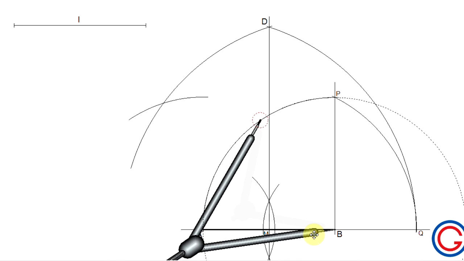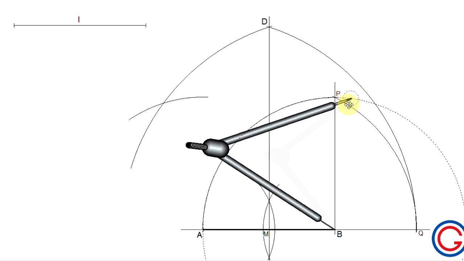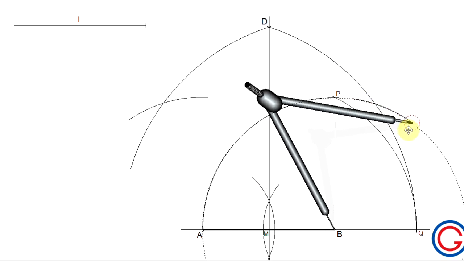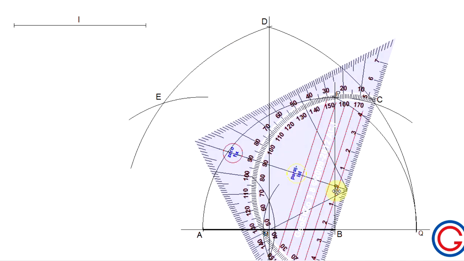Now we repeat this process with our compass centered on point B and scribe an arc to the right until we intersect our previous arc as shown in the video. So now we call these 2 points C and E respectively. So now we have the 5 vertices of our pentagon: A, B, C, D and E.